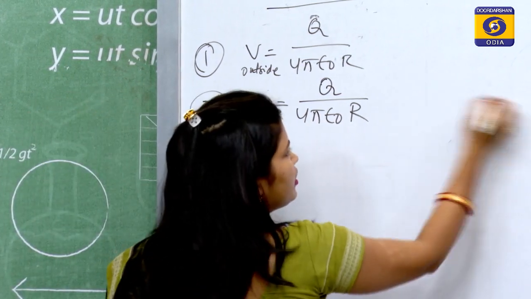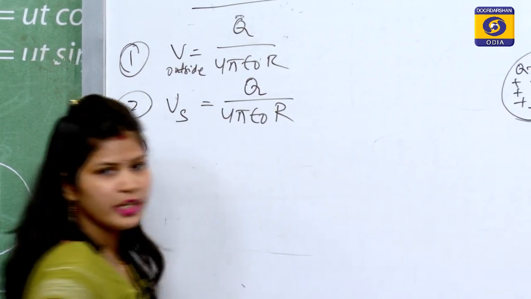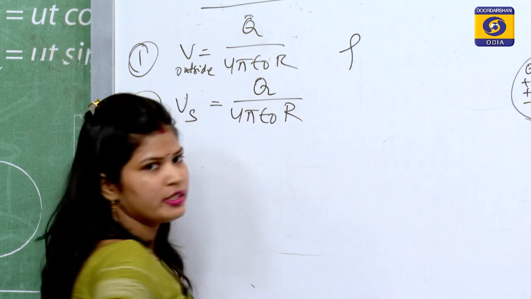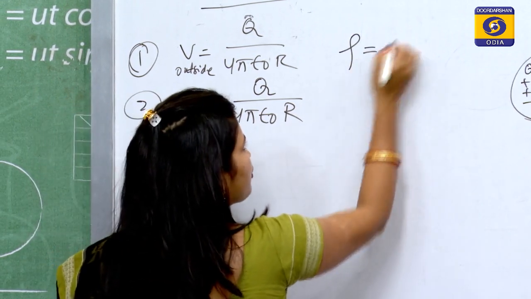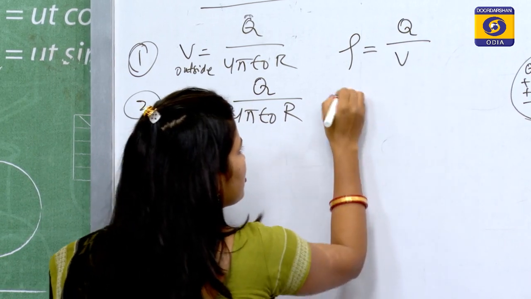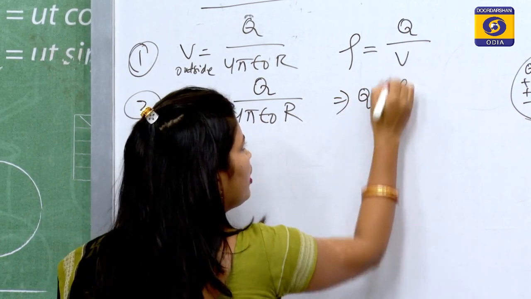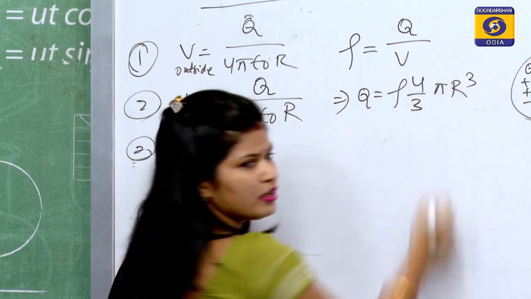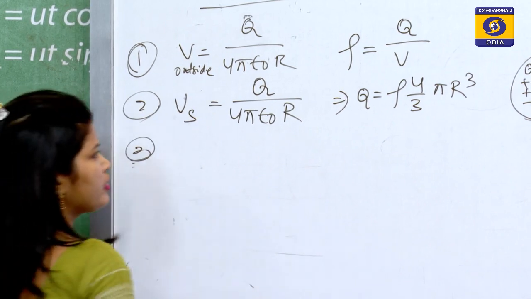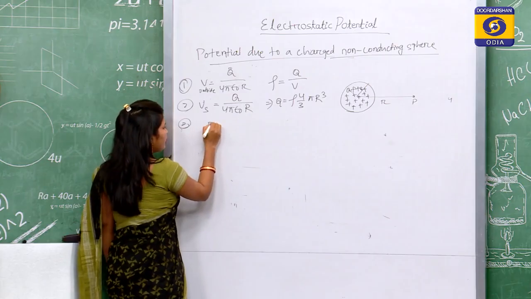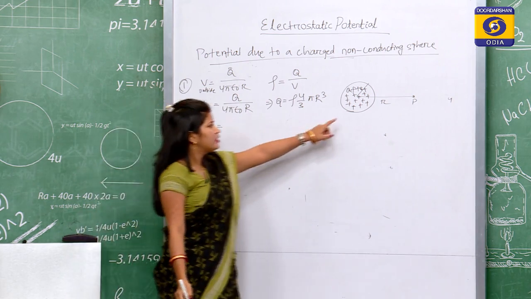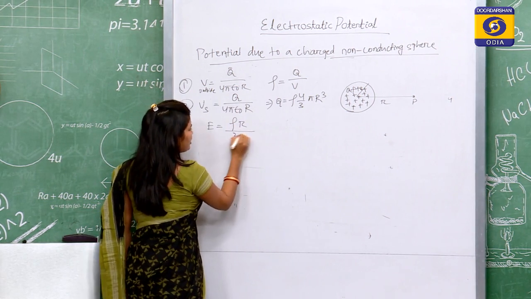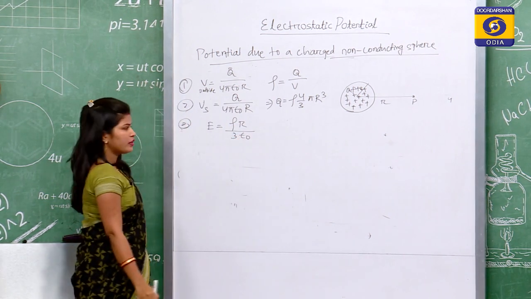See, you know that as charges are volumetrically distributed inside the sphere, we have to find out the volumetric charge density rho. We know that rho is equal to charge per volume. So, Q is equal to rho times the volume of the sphere, which is 4 by 3 pi capital R cubed. And we know the expression of electric field inside the non-conducting sphere is rho r upon 3 epsilon naught.